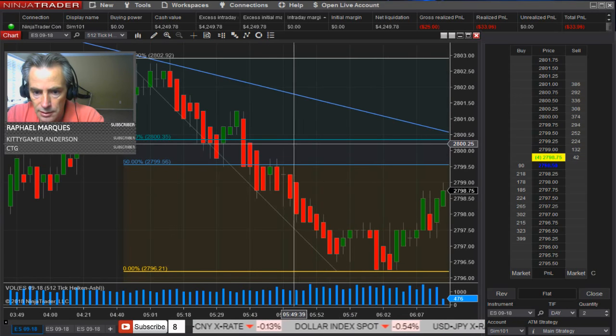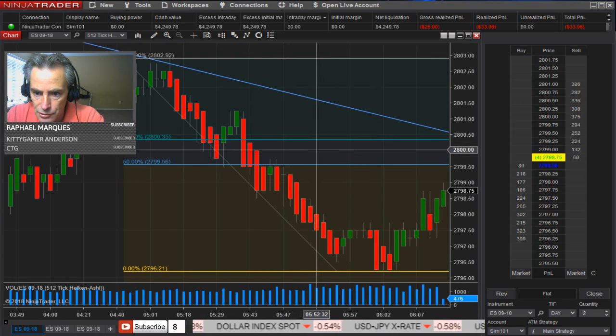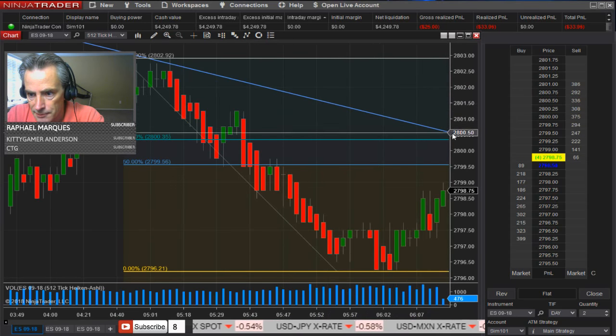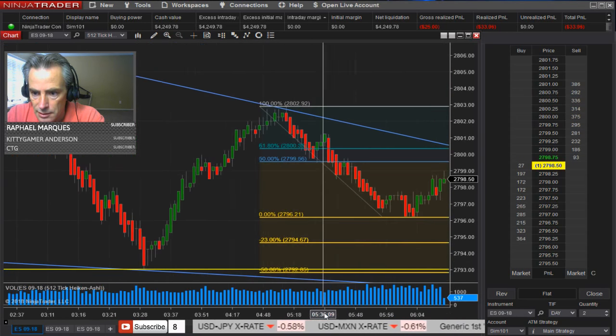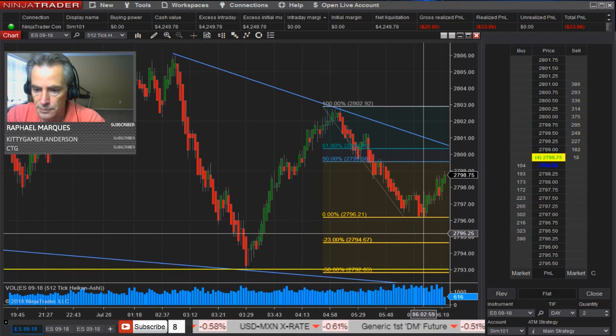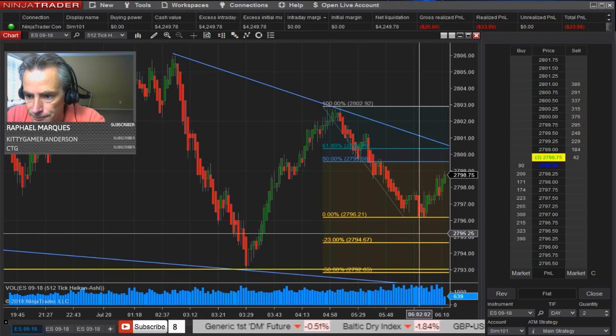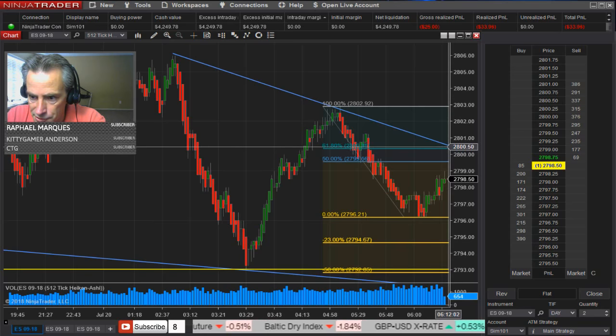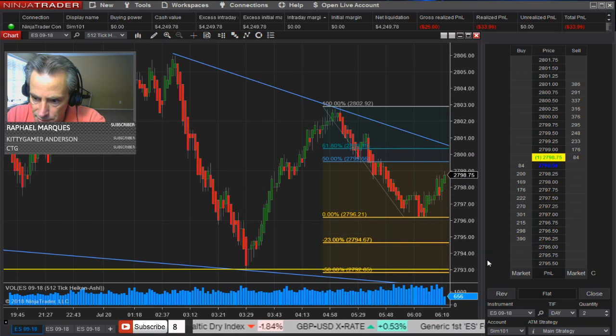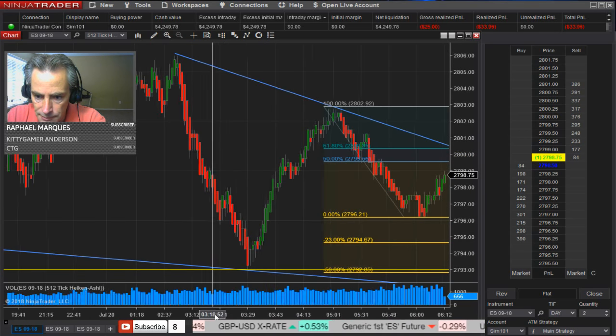So if we look here, our entry area is right at the top of our channel. So hopefully we'll have a decent trade there. You would expect once it hits the top of that channel, it'll move back down towards the bottom of the channel.